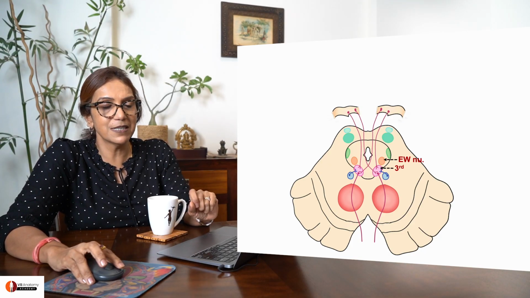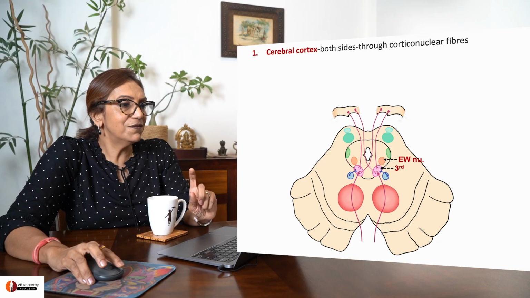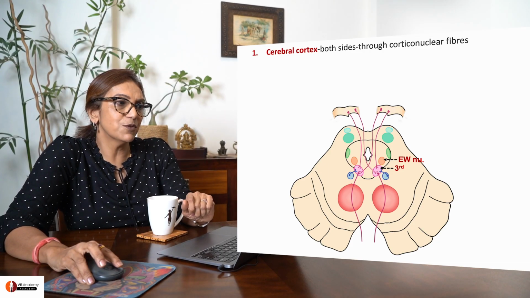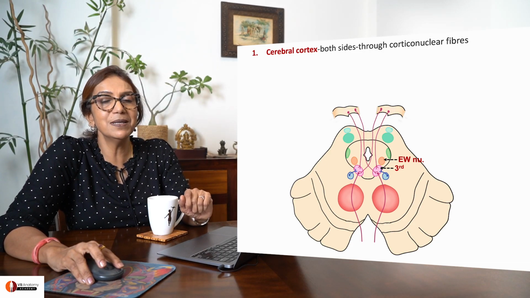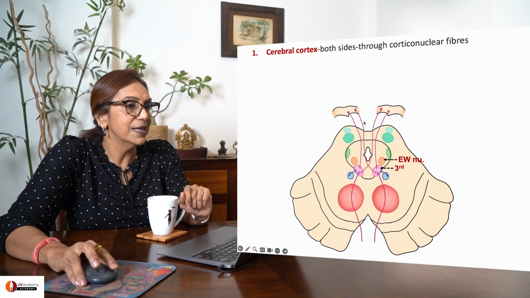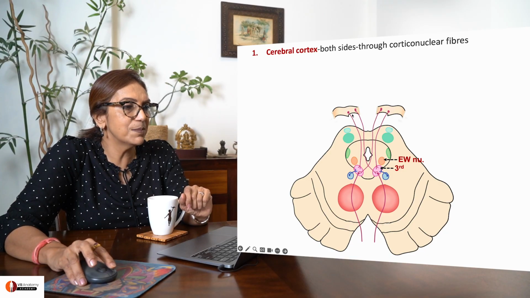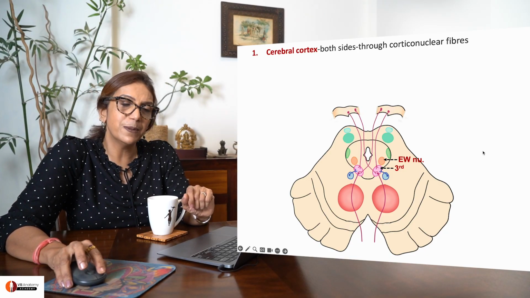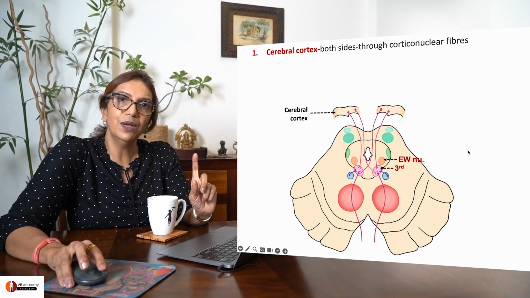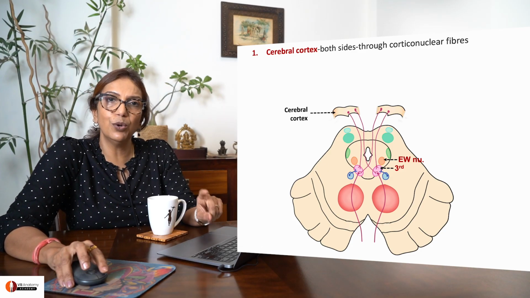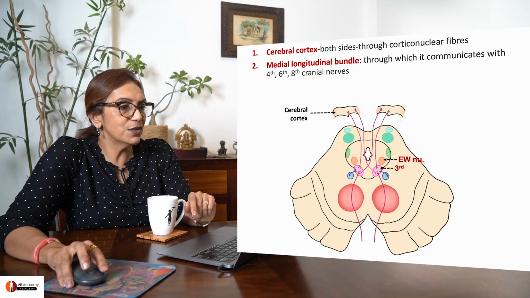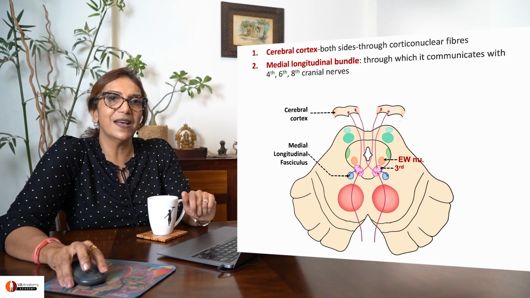This is the Edinger-Westphal nucleus. The first impulse it receives comes from the cerebral cortex of the same side as well as the opposite side. See how the fibers are crossing to the same side as well as the opposite side. So, one impulse is coming from the cerebral cortex. The other connection is to the medial longitudinal fasciculus.